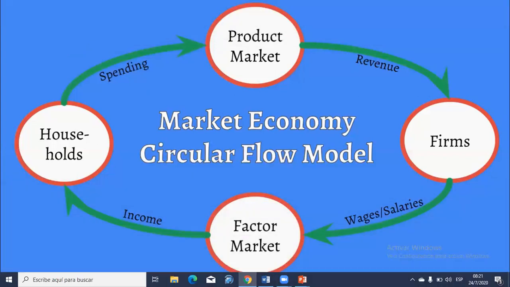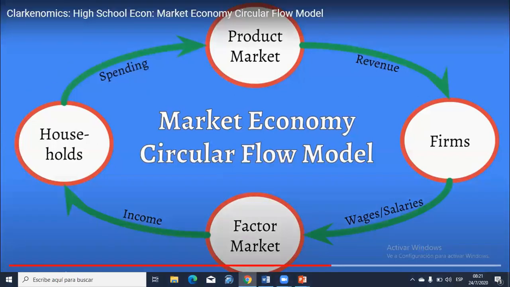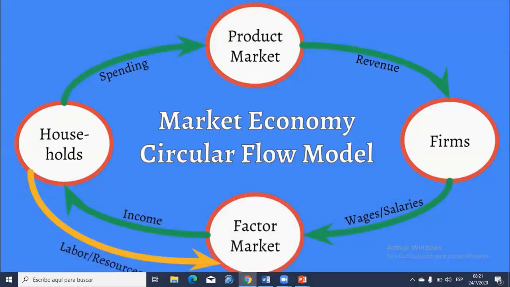But there's an exchange that happens here. First, households are providing their labor and their resources, and in exchange, they're getting income. So their labor and resources go to the factor market. From the factor market, their labor and resources find their way ultimately over to the firm itself. The firm needs labor and resources to produce things.